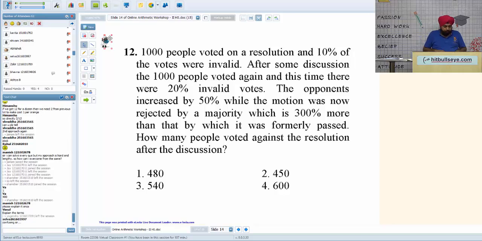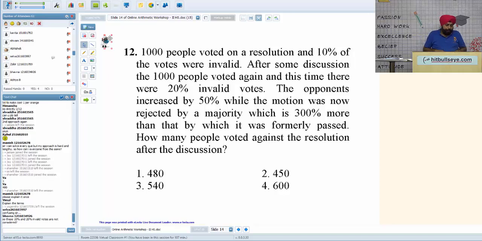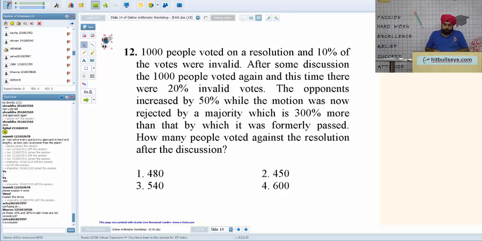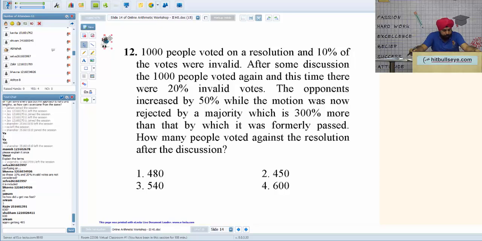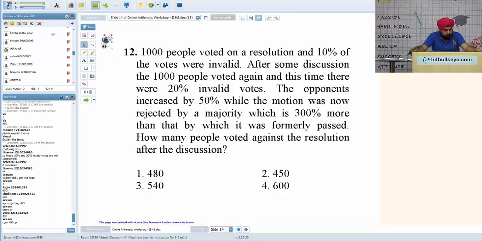Right, Selva? Now we have to consider it, Bhavna. If there are 1,000 people, this means in the first case only 900 valid votes were there. Rajiv says it is 600. Shalva says it is 480. Shriram says approximately it is 495. Shriram, you are approximating on your own. Choices are not permitting the same. So shall we solve it, students?